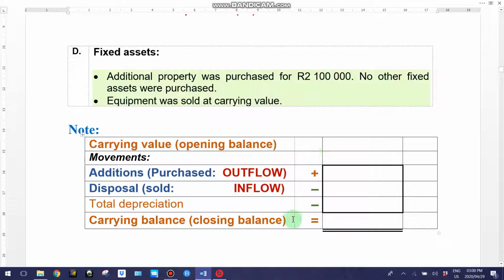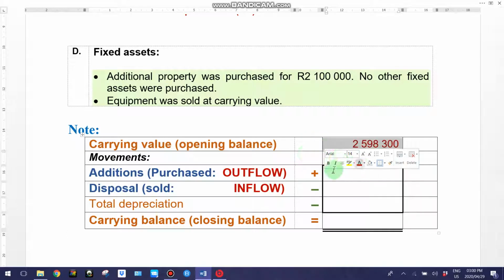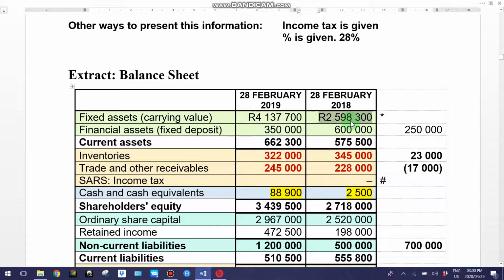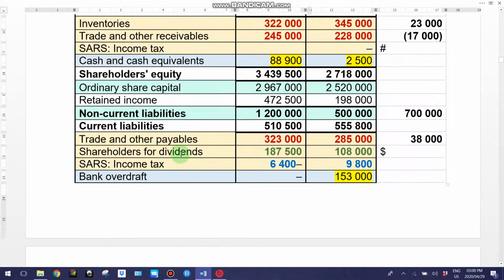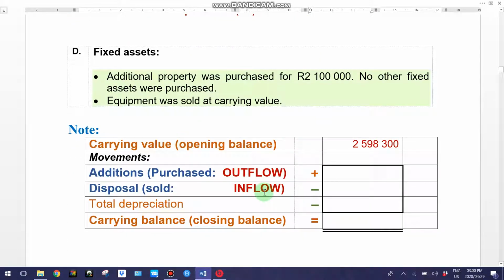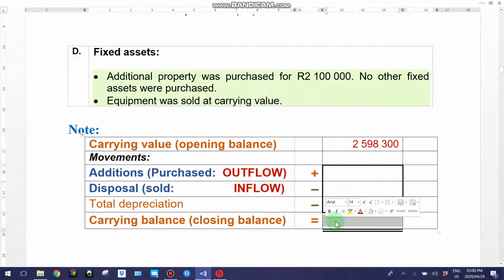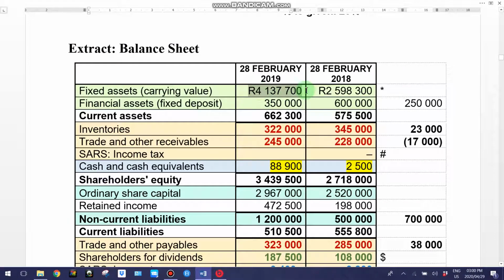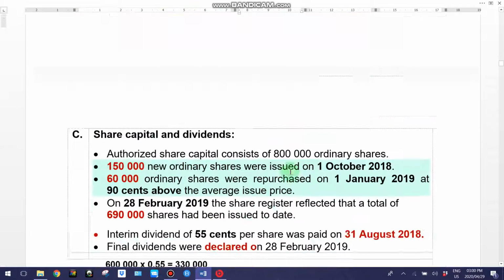This is your working. You look at the opening balance, this figure here, and that's your 2,598,300. Where do I get that from? It's this amount here, opening balance. Carrying value at the beginning of the year, you just put it in, and then at the end you put in your carrying value at the end of the year, 4,137,700. There it is. You've got that in, so you can see how you fill in the information.